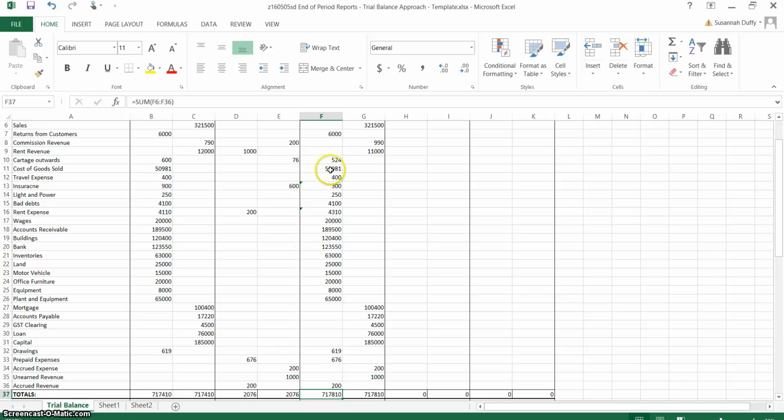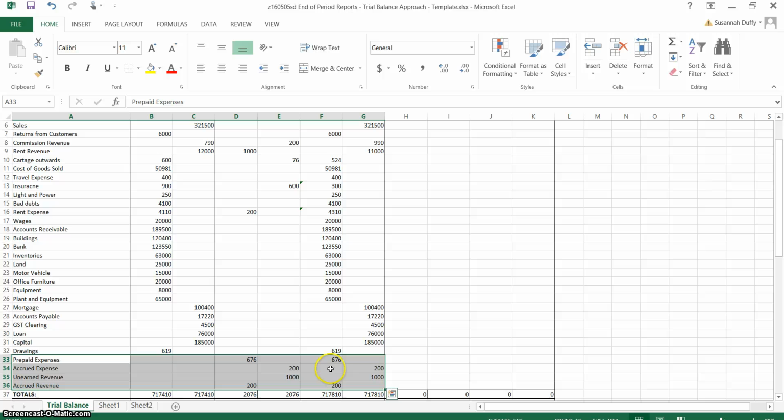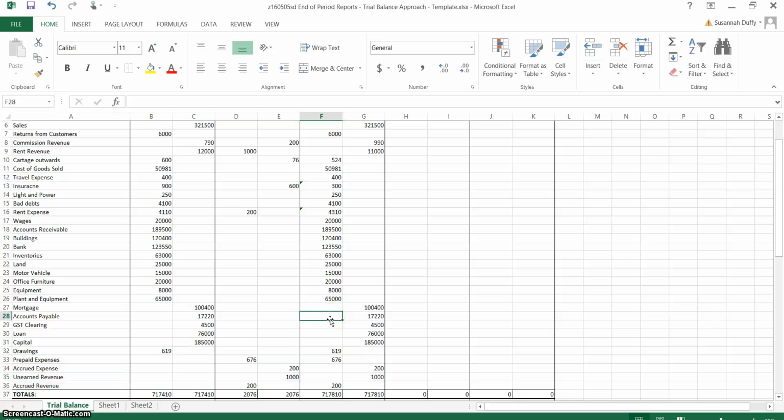Okay, as you can see, I've got those all in there now. So I've adjusted for the ones that have combined these. You can see here, I've got a little calculation in there. And of course, for your new ones down the bottom here, they're going to be the same because we didn't have anything in our unadjusted trial balance for those. Okay, so that's pretty much the hardest it's going to get.